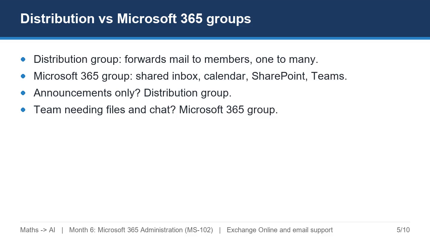People mix these two up constantly. A distribution group simply forwards mail to its members. One address goes in, many copies go out, and that's all it does. A Microsoft 365 group is much bigger. It's a collaboration identity with a shared inbox, a shared calendar, a SharePoint site and Teams, all under one membership. Rule of thumb, if it's just announcements, use a distribution group. If it's a team that also needs shared files and chat, use a Microsoft 365 group.